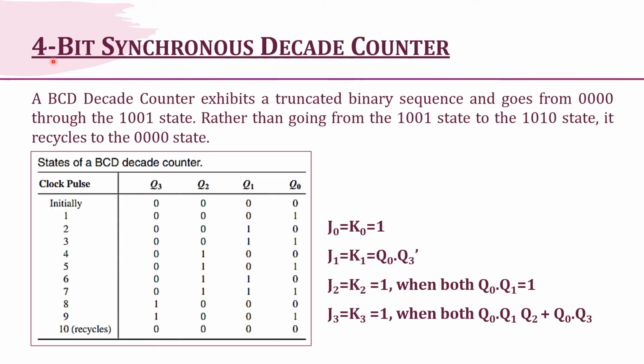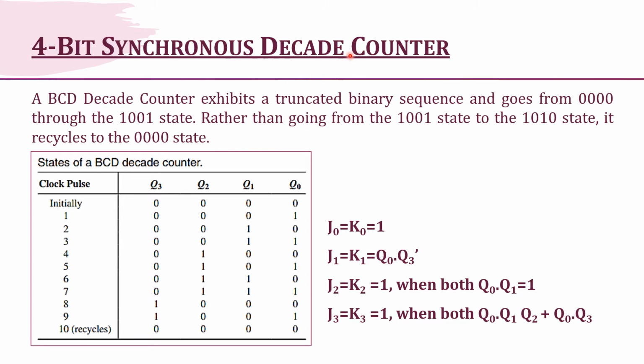Now let's discuss a 4-bit synchronous decade counter. This counter can also be called a BCD counter. As we know, deca means 10, so this counter consists of 10 different states. To represent these 10 different states, how many bits are required? 4 bits are required. So using these 4 bits, how many possible states are there? 2 raised to 4, 16 possible states.